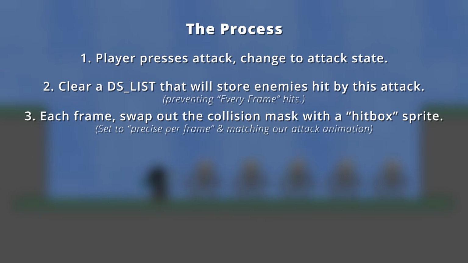There are lots of different approaches to storing and using hitboxes, from creating other objects to manage them and so on and so forth. But I think just swapping the mask out like this is a really elegant solution. It does mean you have to use precise collision checks for these swings, because unfortunately in GameMaker, precise collision checks are the only ones that support a per frame collision check, and that's exactly what we need to make each frame have a different hitbox from the last.